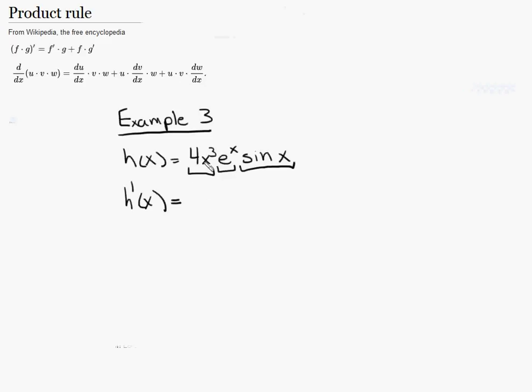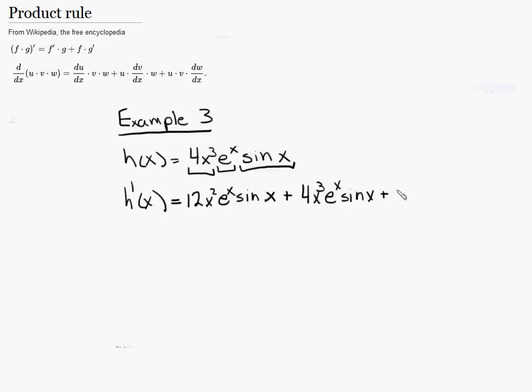So we take the derivative of this first function, we get 12x squared. We leave the other two alone, e to the x sine x. For our second piece, we have the first function stays, 4x cubed, and then the derivative of the second function, e to the x, is nice and easy. The third function comes down as is.